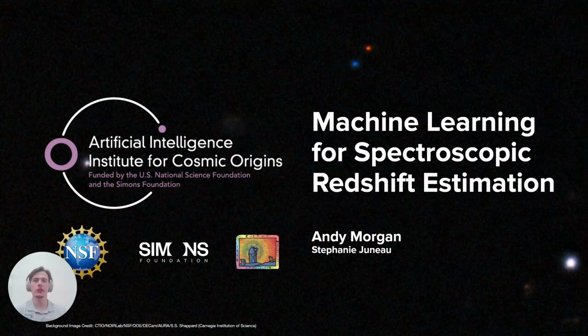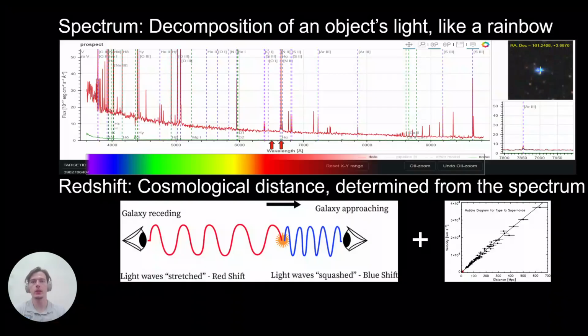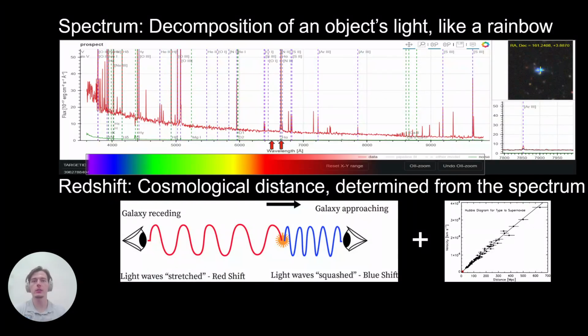I'm a science intern at NSF NOIRLab working with Stephanie Juno on machine learning methods for spectroscopic redshift estimation. So first, what is redshift? It's basically a cosmological distance attained by comparing the observed color of a spectral feature to its known intrinsic color.